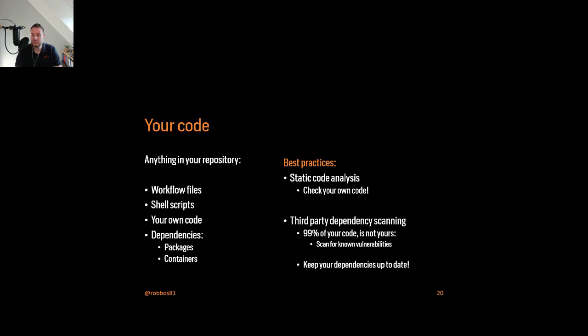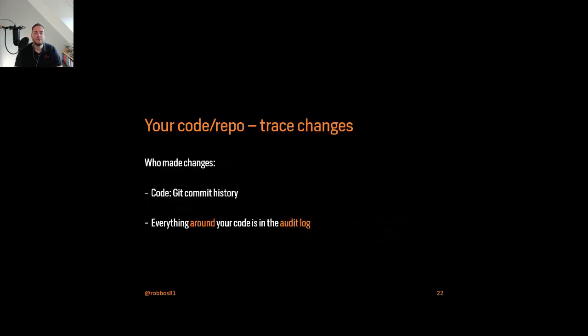So think about that as well when you talk about repositories and security. The nice thing is that all the changes to your code and your setup inside of GitHub are available. Well, for code and files, it's of course available in the Git commit history. So that's already been handled by Git. But everything around your code, on all the files in your repository, is available in the audit log.